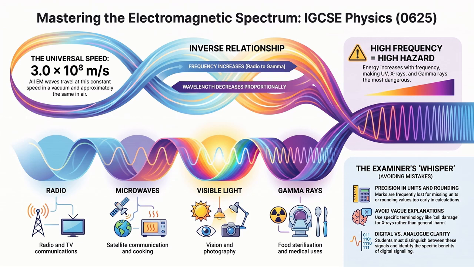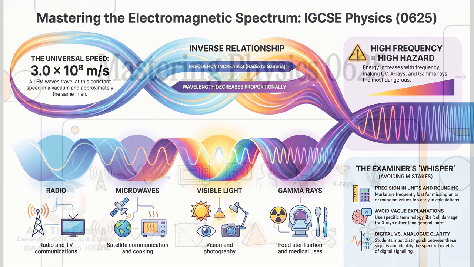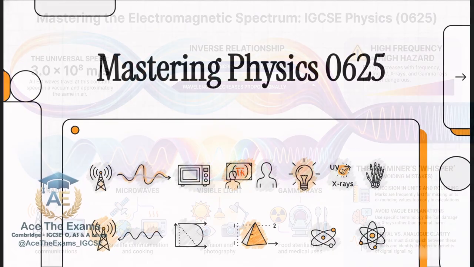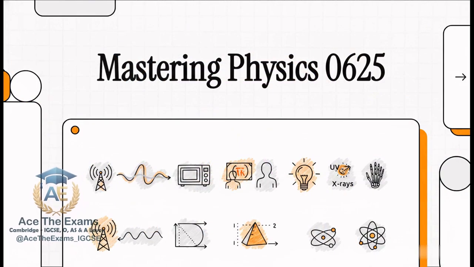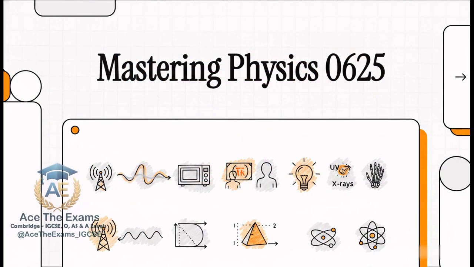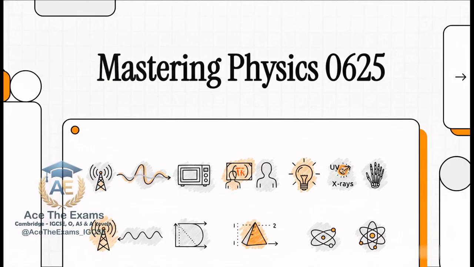Stop memorizing textbook pages that just aren't going to get you the marks. Today, in this explainer, we're reverse engineering the absolute perfect exam answer for Cambridge IGCSE Physics 0625.